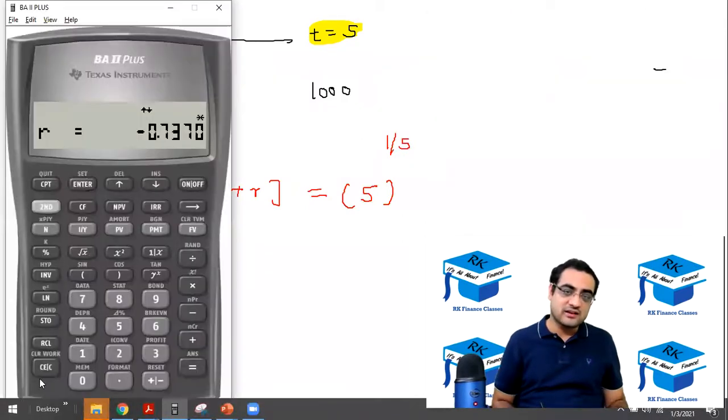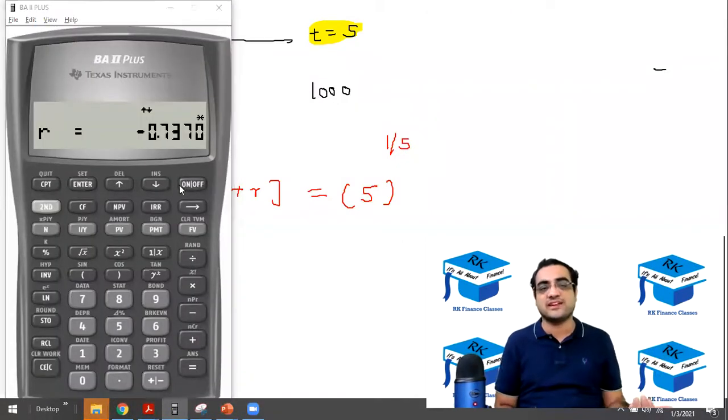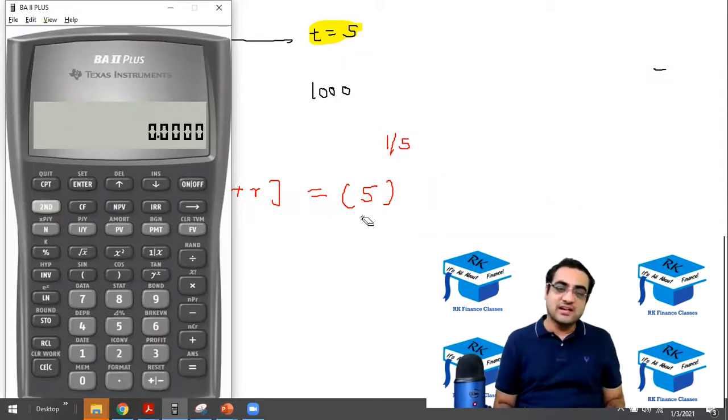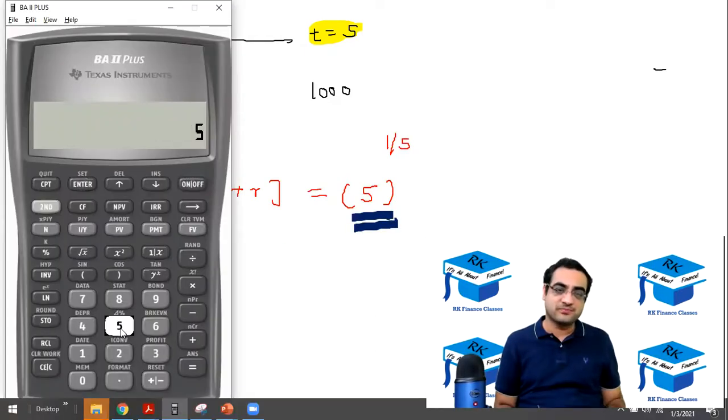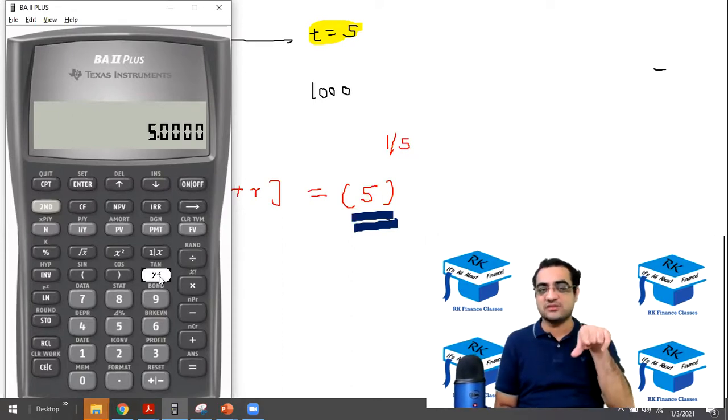Okay, so I'll first come out of it. For coming out of this, I need to press on off. So I'll come out of this. Then I'll type this one number, I'm going to type this 5. Then raised to. So this is the button for raised to. You know it. And 1 upon 5 is 0.2.